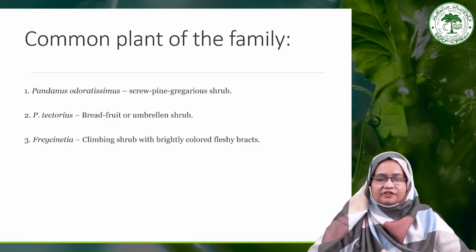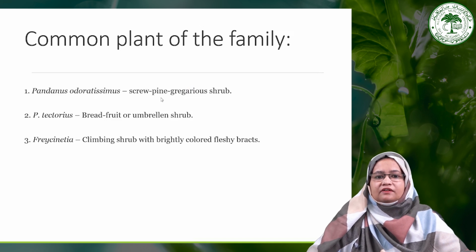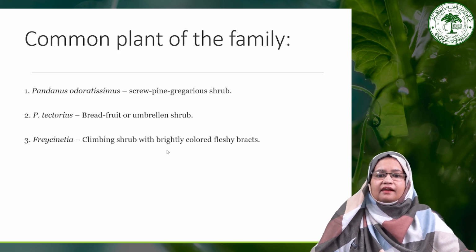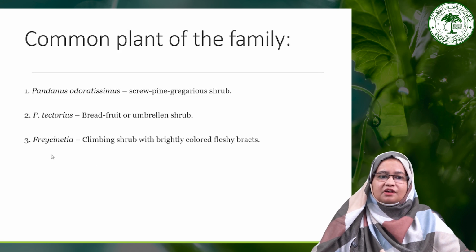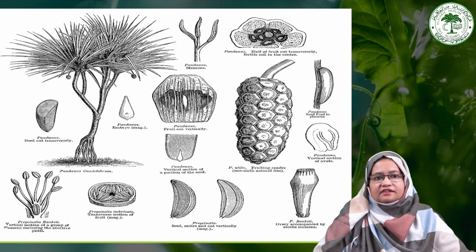The most common plant of this particular family is the Pandanus, which is also called screw pine or gregarious shrub. Then the next one is Pandanus tectorius. This is also called breadfruit or umbrella shrub. And then the next one is Freycinetia, which is a climbing shrub with brightly colored fleshy bracts. This one is also used as an ornamental plant. These are some common plants of the family Pandanaceae.